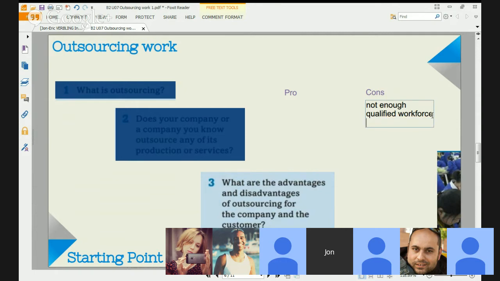Okay, so in business lingo, we're going to call that quality assurance. So we can say there's a quality assurance issue when you're outsourcing. Okay, that's a good con to be aware of. So quality could be a problem when outsourcing. Absolutely. Okay, and what about a pro?